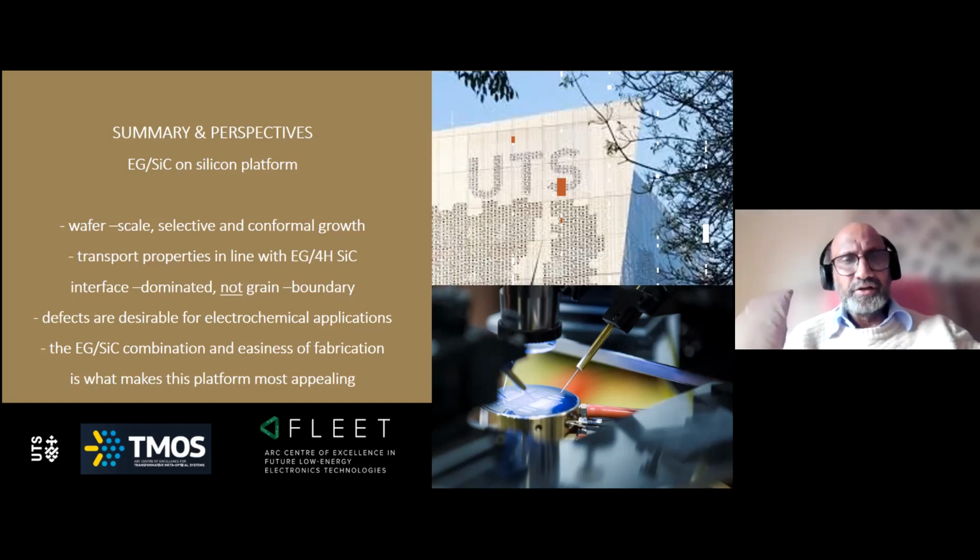Francesca, very nice talk. This is Jagadish, and I've got a basic question. What is the origin of the P-type of the graphene? Are they defects or impurities, and also can you make N-type graphene as well?